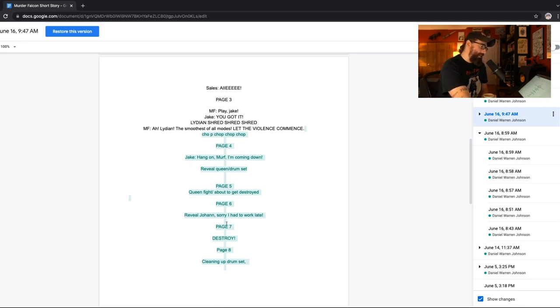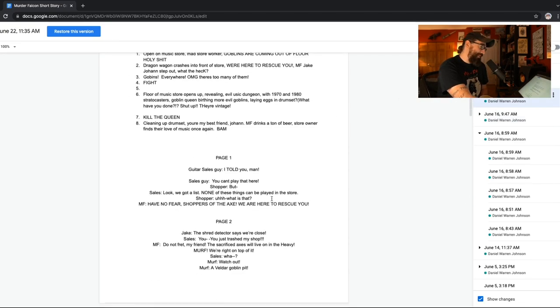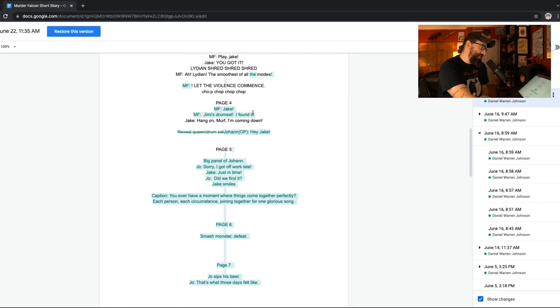And this cleaning up the drum set, the destroy, all this stuff, just the whole vibe, wasn't feeling right. So I was kind of stuck, and I was actually drawing the first few pages, not knowing how I was going to end it. Let's see what I do here.